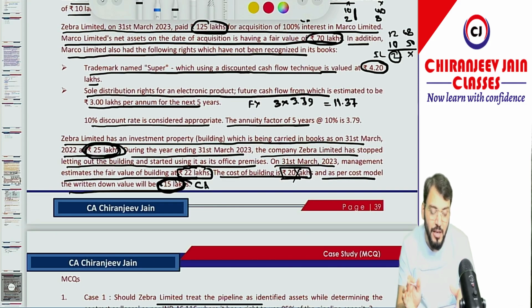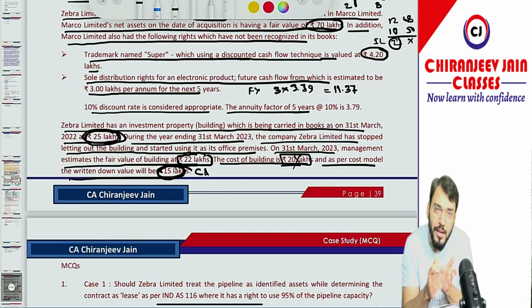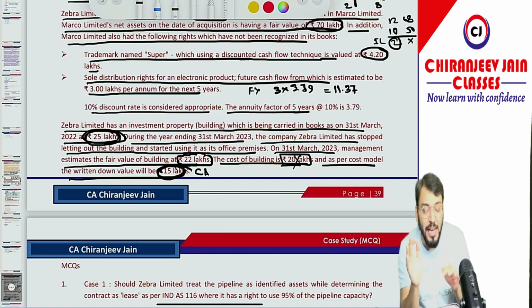Let's see what they have asked. I hope you have understood. So any reclassification from investment property to PPE, or from PPE to investment property, should be done at carrying amount. Or it can be reclassified from investment property to inventory, or inventory to investment property, and that will also be done at carrying amount.